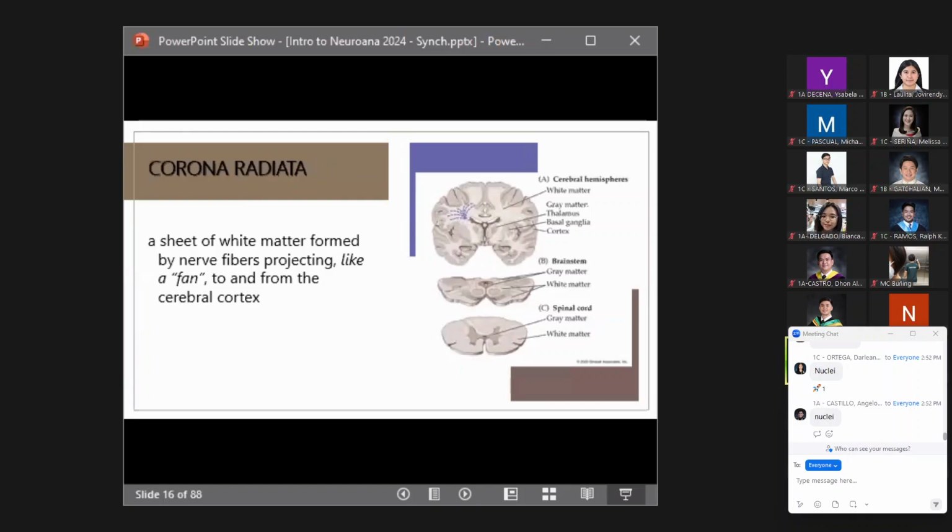It's different from the corona radiata we had in the lecture of Dr. Rivera earlier, that surrounds your ovarian follicle. That's a different corona radiata. It's the same term, but a different structure here. You may appreciate this better when you do the lab.